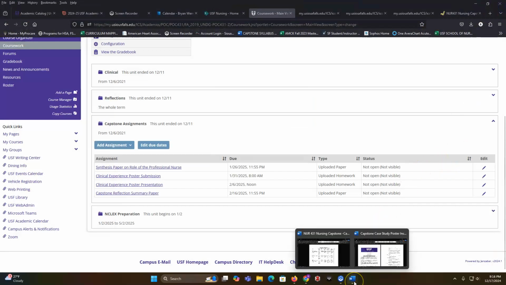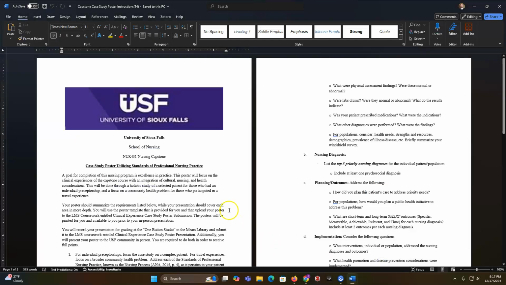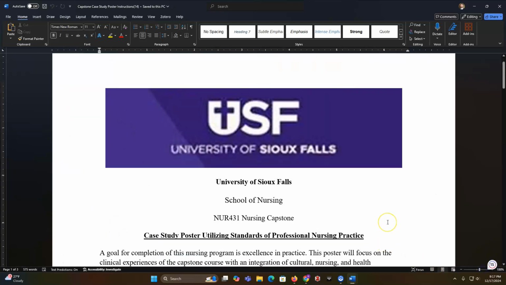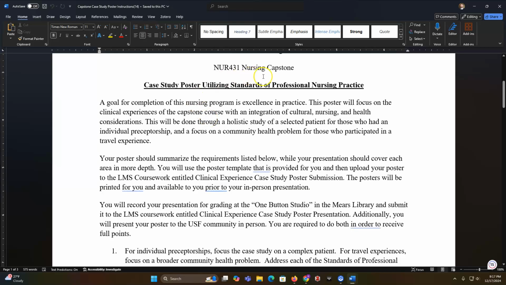That being said, other things that we want to cover with this one, we will cover our goal of this Nursing Capstone poster, and then I'll review this rubric with you. So looking at this, if I can get the zoom quite right. This is your case study poster. You're going to be looking at standards of professional nursing practice within this. And so we really want to see what you did during your preceptorship.